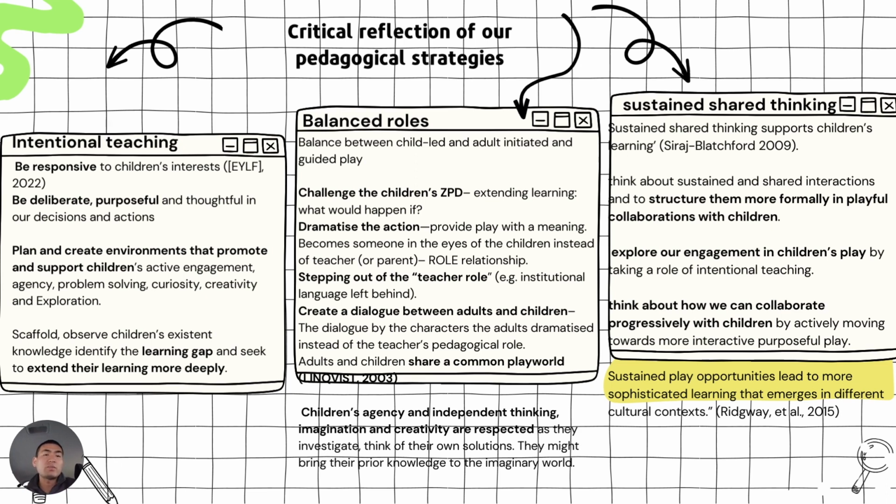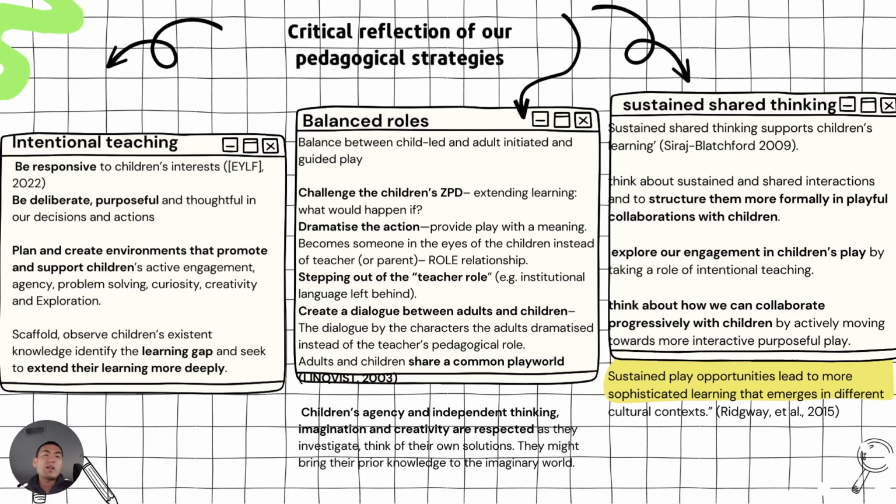In terms of the critical reflection of pedagogy strategies, we have utilized intentional teaching, balanced roles, and sustained shared thinking as our strategies. Under intentional teaching, we are responsive to children's interests and finding out what they are interested in, and we have been deliberate and purposeful in our decisions and planning according to children's interests. So we plan and create environments that promote and support children's engagement, curiosity and problem-solving skills. We try to identify their learning gaps and seek to extend their learning more deeply. So this is how we work with intentionality in our work.